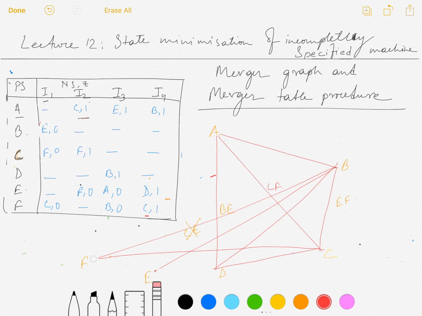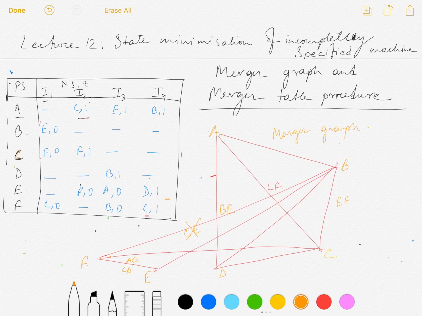So, you have to draw a straight line between E and F, and we have to write the implied pair AB and CD in between. So, this is the complete merger graph.